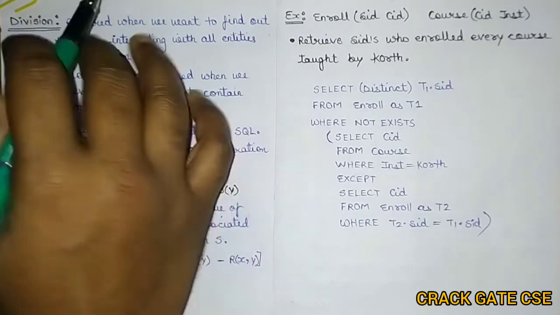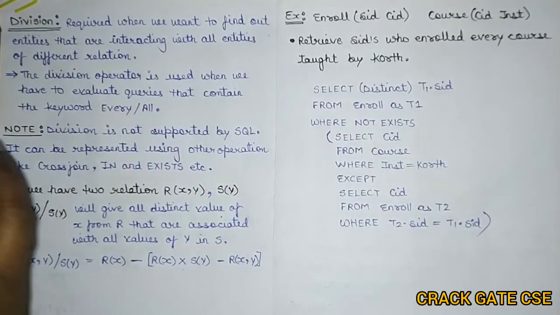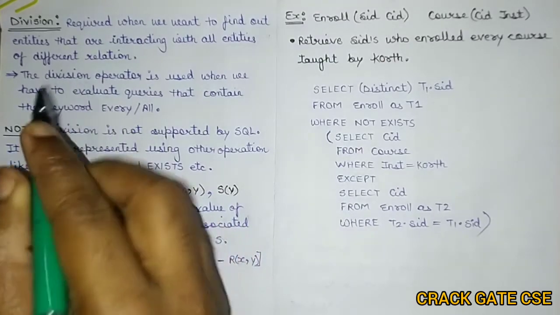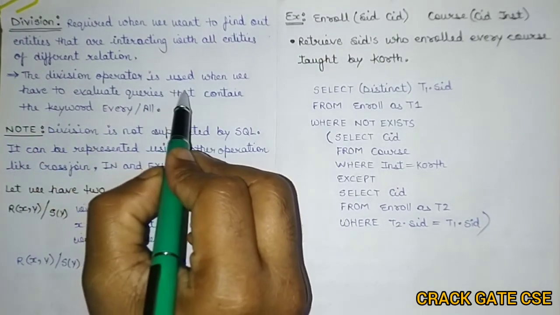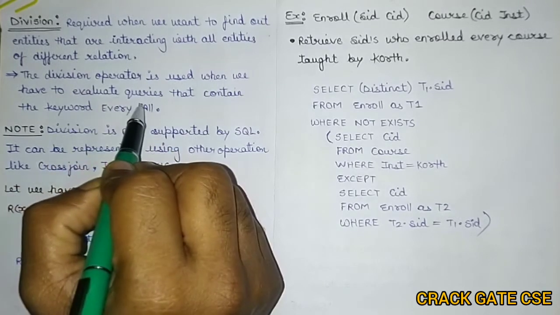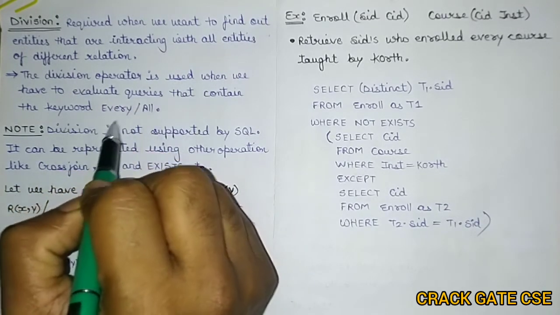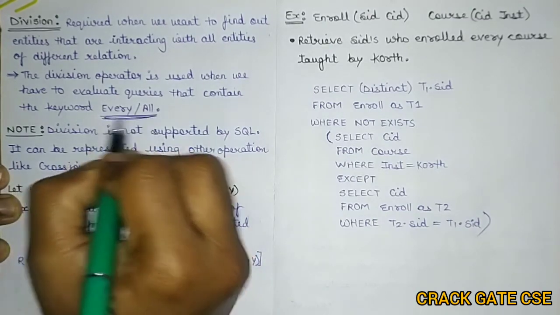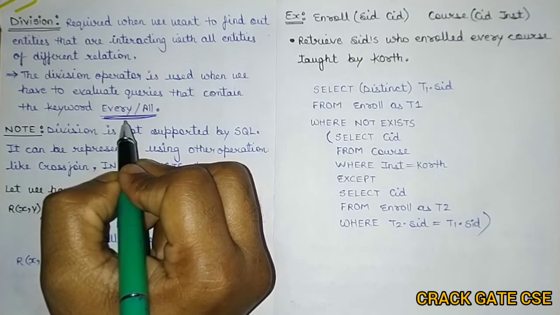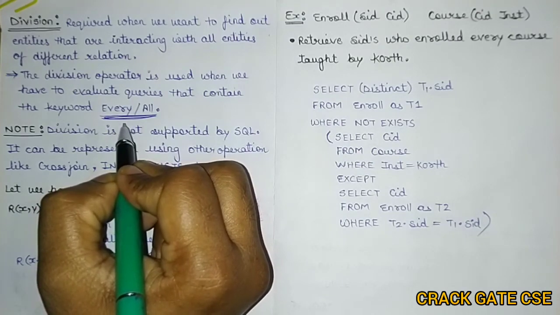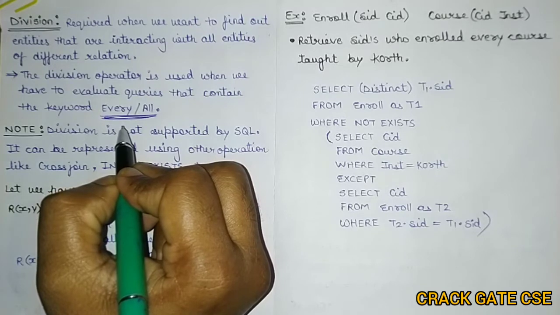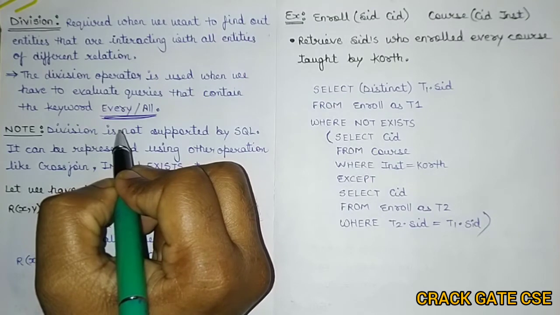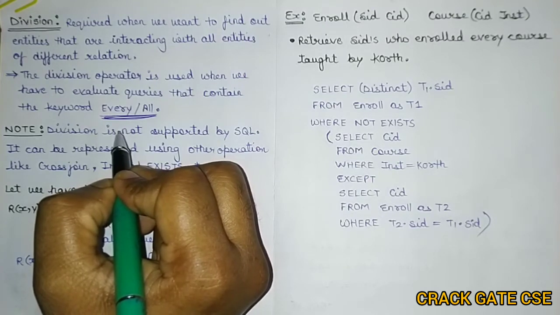Now, this is just theory. We'll try to understand it with the help of an example also, so just stay tuned for a few minutes. You will get exactly what has to be performed. The division operator is used when we have to evaluate queries that contain the keyword every or all. So this is an important hint. What is the hint? The keywords every and all. Whenever you observe the keyword every or all in a statement, this is a hint that we have to use the division operator in SQL queries or in relational algebra queries also.